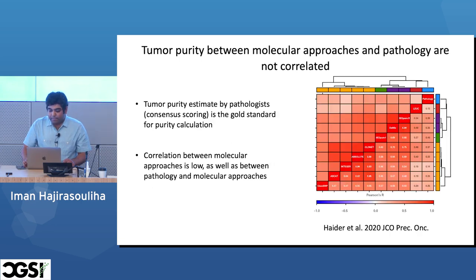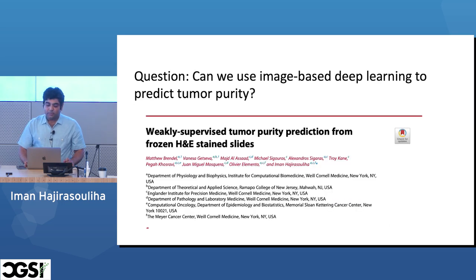So as I said, there is not a lot of agreement between pathologists and also the molecular methods. This is a figure from a recent paper. You don't see a lot of correlation among different methods. And we are formulating this problem now using these weakly supervised deep learning imaging models, where we develop these attention-based models that can actually find regions of the tumor and also classify different tumor purity in different bins.